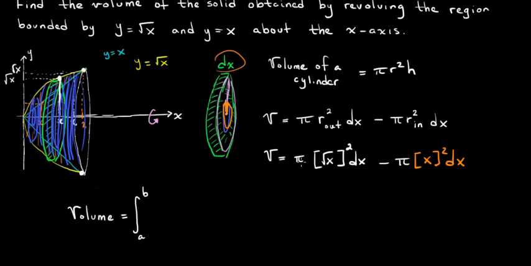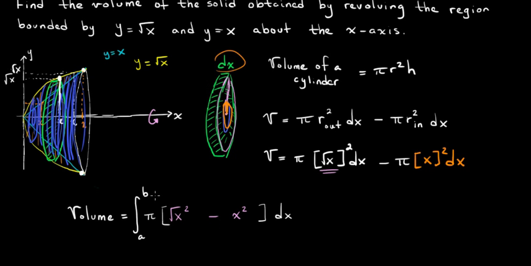So notice what I have in common though. I have a pi in common, so I'm going to factor that out. And then it looks like I have a dx in common as well. So what I can do is just write my dx towards the end. And on the inside, I'm going to have this square root of x squared, minus, and now I'm going to have my x squared here. So this is the function that I need to find the antiderivative of and then evaluate from a to b.